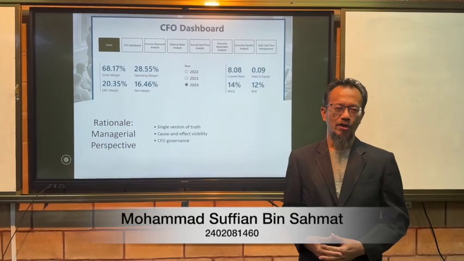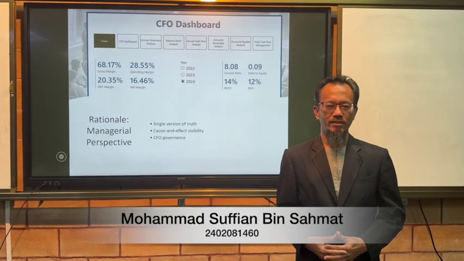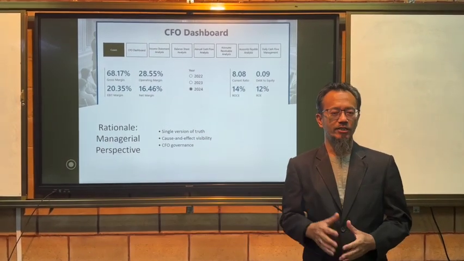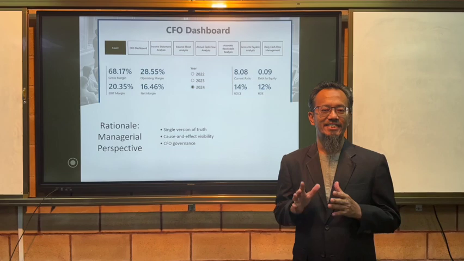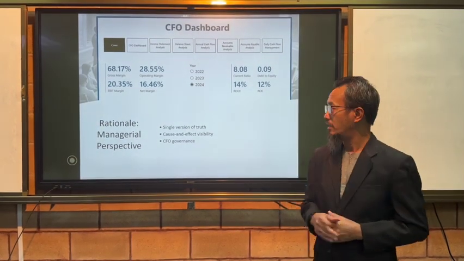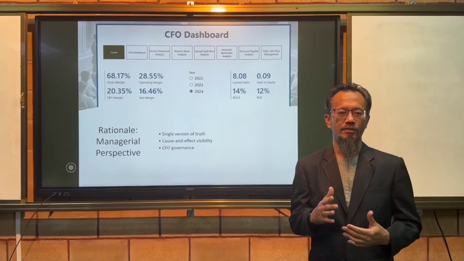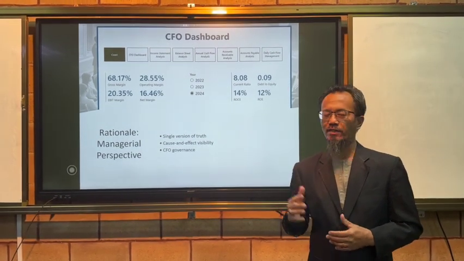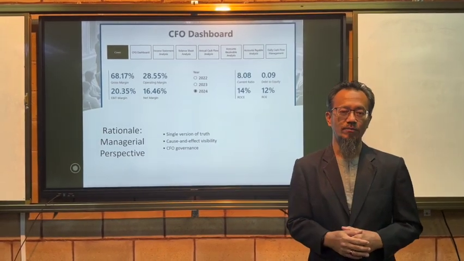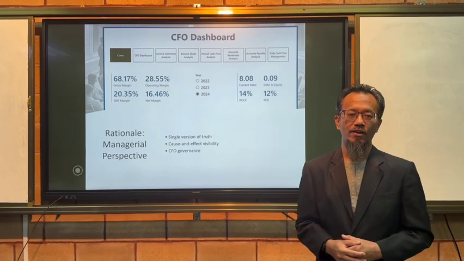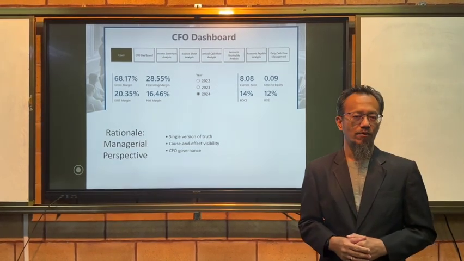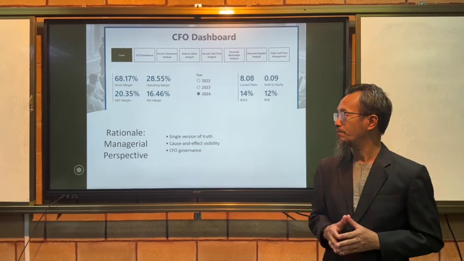Now I continue our group's presentation. Rationale, managerial perspective. From a managerial perspective, this rationale allows us to enforce that single version of truth and ensure governance is measurable. The CFO dashboard shows the executive view. For the year 2024, you can see we are maintaining a gross margin of 68.17% and an operating margin of 28.55%. Our solvency is very strong with a current ratio of 8.08.